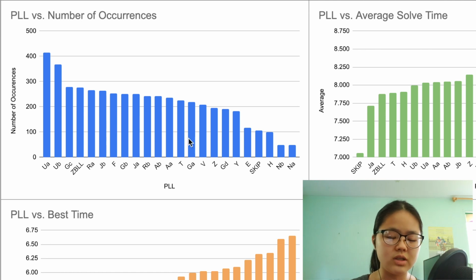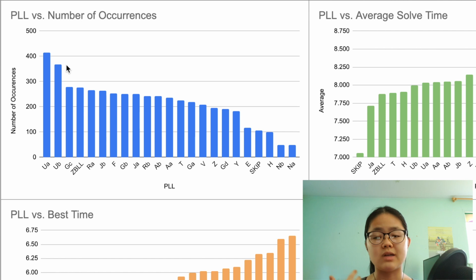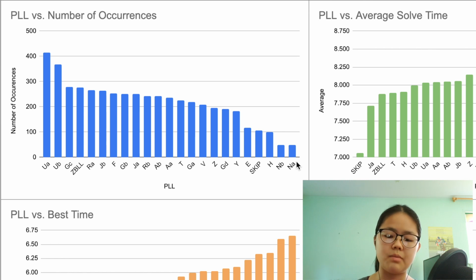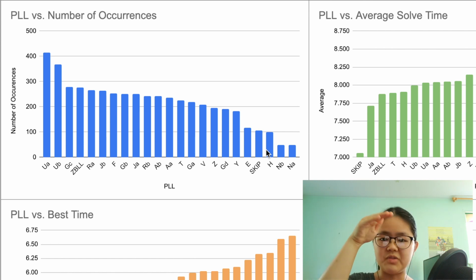But yeah, so the biggest discrepancy, I suppose, is that UA and UB are so high, and that's because I use COLL. Everything else is kind of scattered, and then at the very bottom, definitely fewer NA and NB perms. There's sort of a drop-off there, and then E, skips, and H perms for some reason also have a little drop-off, whereas everything else is kind of evenly falling off.